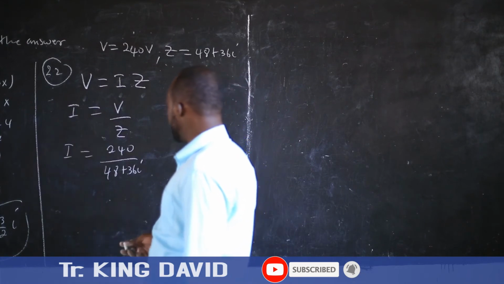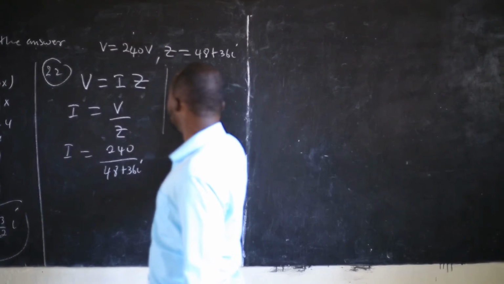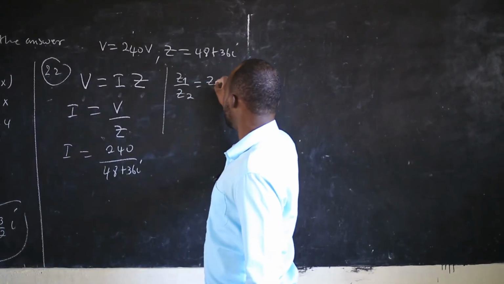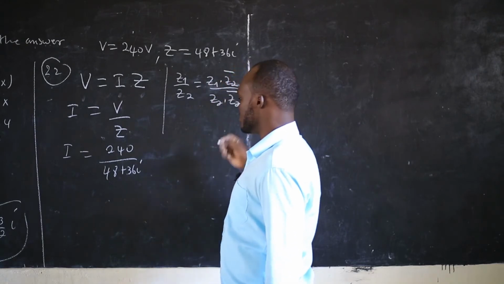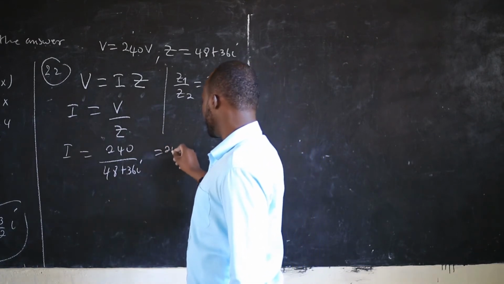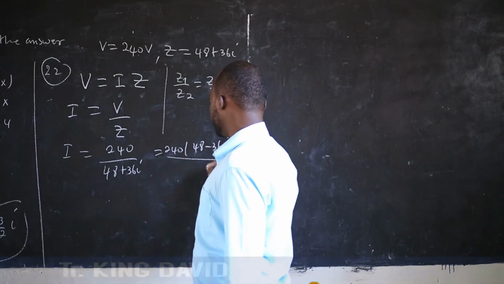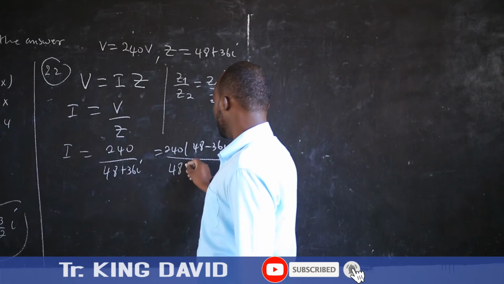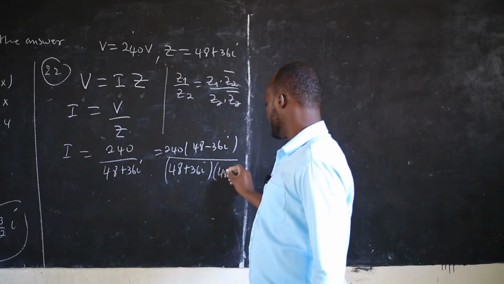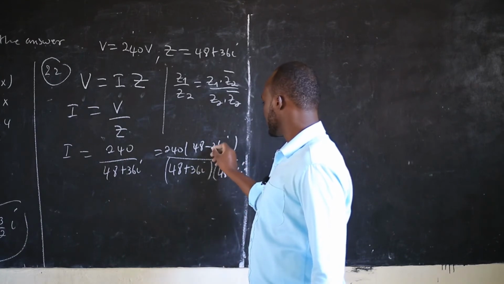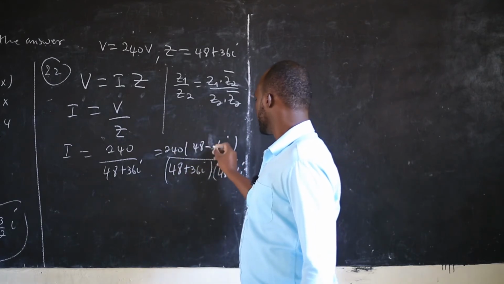So what does it mean? We do the conjugate. You know that when you have Z1 over Z2 in a complex number, it is Z1 times Z2 conjugate over Z2 times Z2 conjugate. We are going to use that formula. So this will be 240 into bracket 48 minus 36i divided by 48 plus 36i into bracket 48 minus 36i.